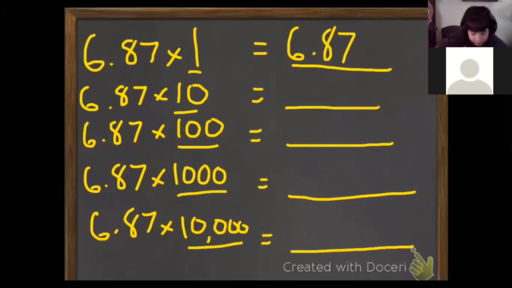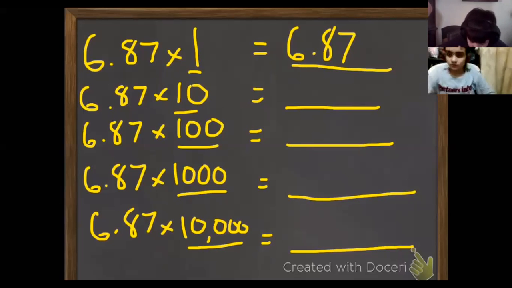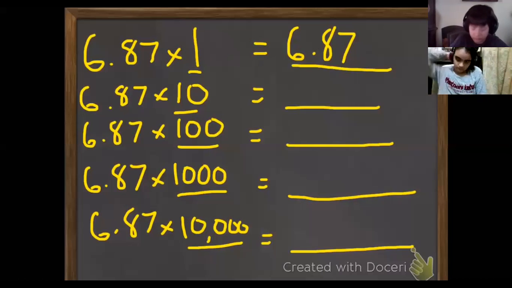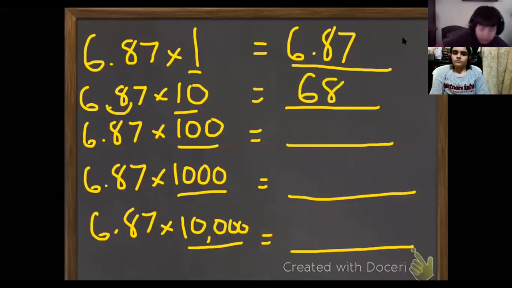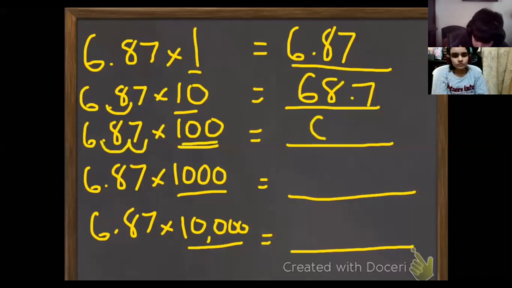6 and 87 hundredths times 1, well, even though we're multiplying by decimals, the identity property does not change. When we multiply by 1, it's exactly the same as what we started with, so 6 and 87 hundredths. In the next one, by 10, that's another power of 10. 1 shift to the right, 1, 0, 1 power of 10, 1 shift to the right. So we get 68 and 7/10. In the next one, 100 is 2 powers of 10, that's 2 shifts to the right. 687.